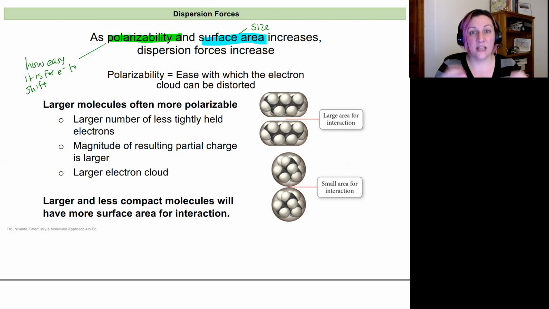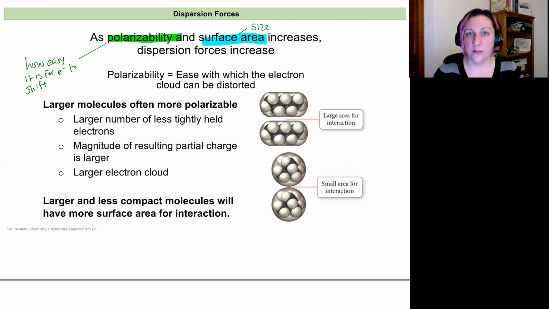We also see that things that have a low net effective charge, or Z effective, would also be more polarizable. Anything with a really large electron cloud would be more polarizable. And so we see that large molecules in general will have stronger London dispersion forces for this reason.